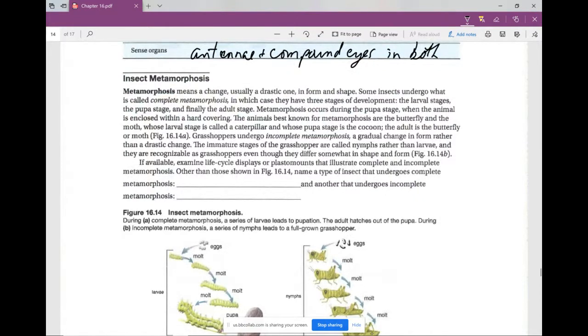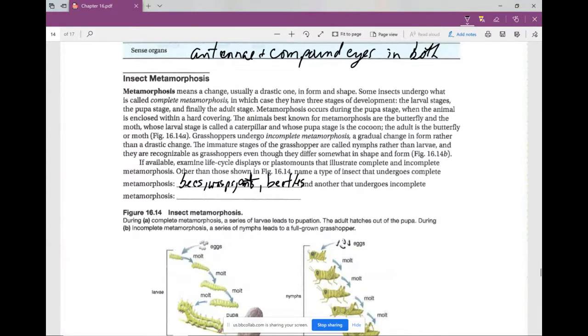Other than those shown in figure 16.14, name a type of insect that undergoes complete metamorphosis. Oh, I gave you a few, right? Bees, wasps, ants, beetles, flies.